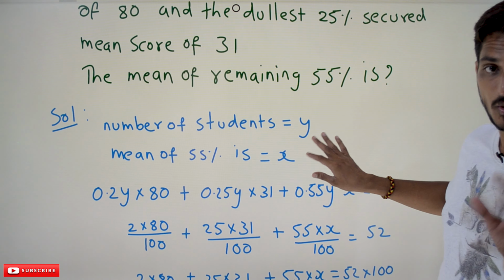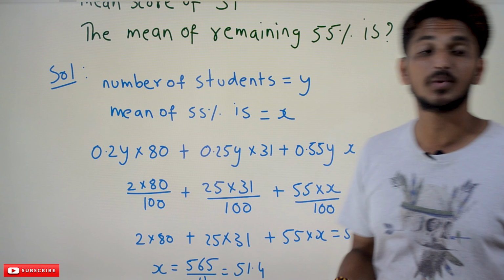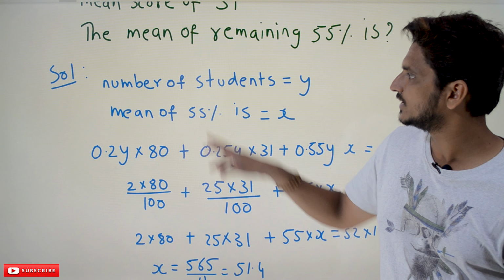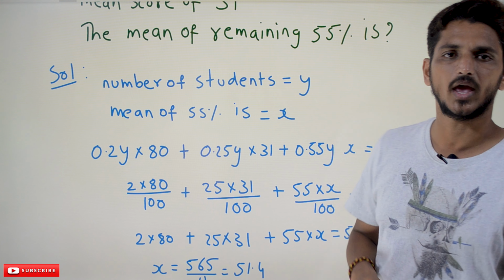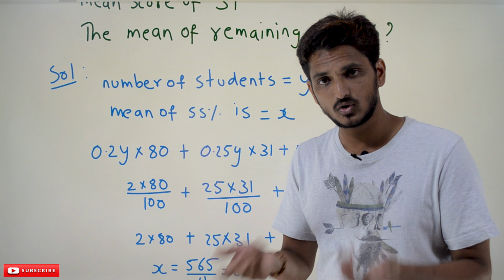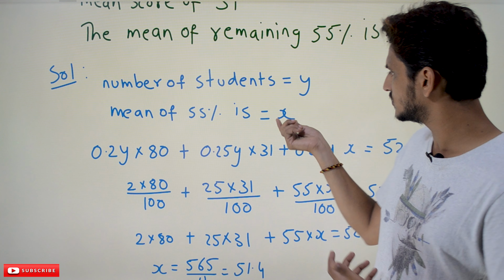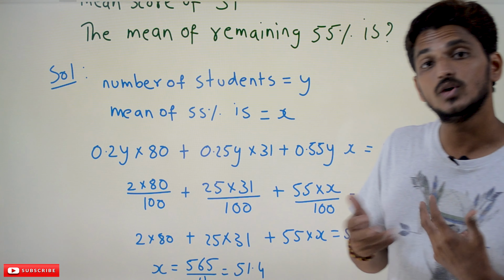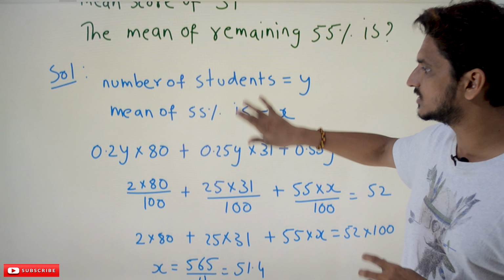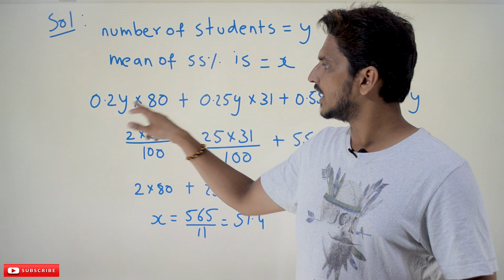Now, coming to one important point you have to understand. Here the number of students has not been provided, so we are assuming that the number of students is equal to y. The mean of the 55% is what we need to identify. We don't know the mean of the 55%, so we are assuming it as x. Here we need to identify the x and y values. But the thing you have to understand is 0.2y multiplied by 80.